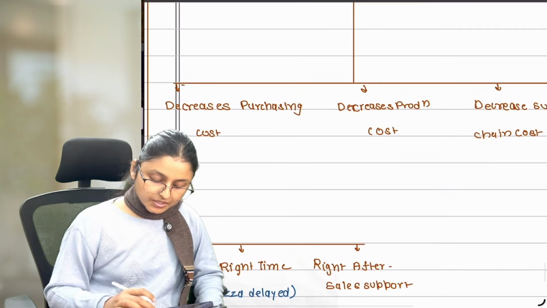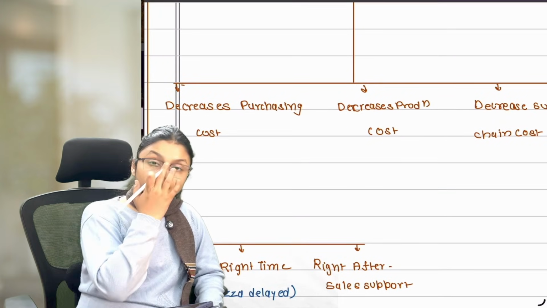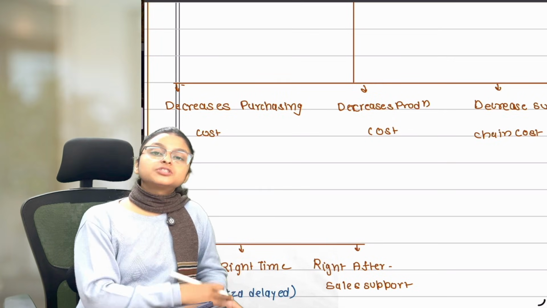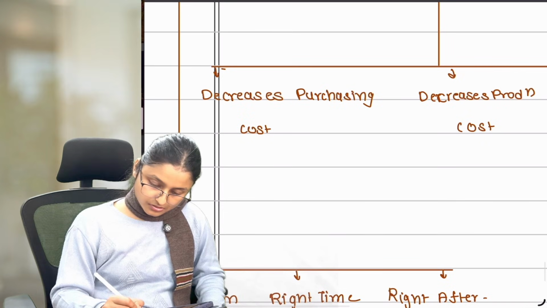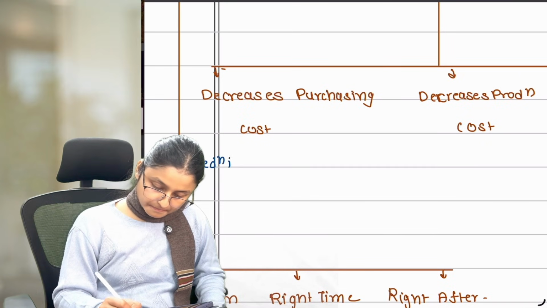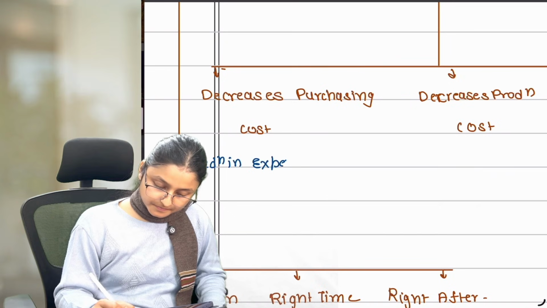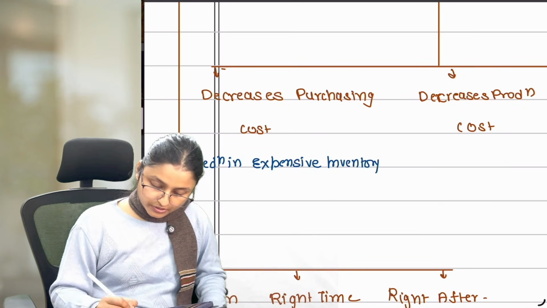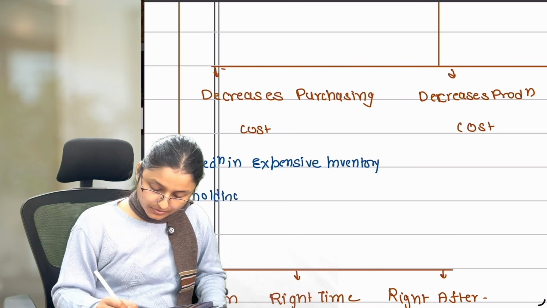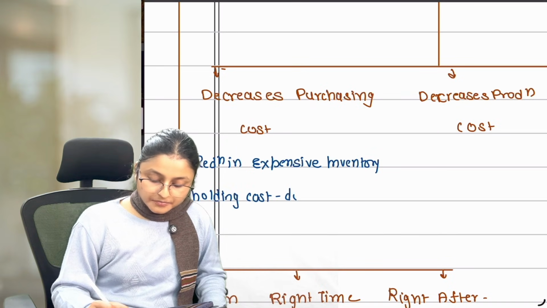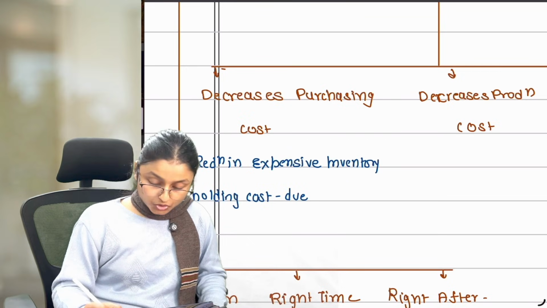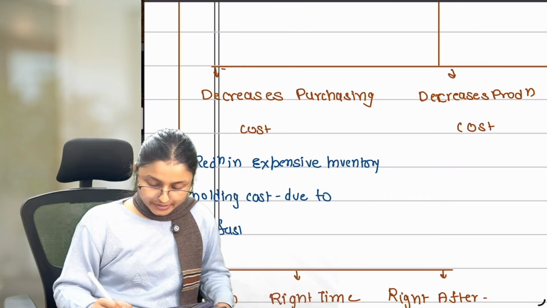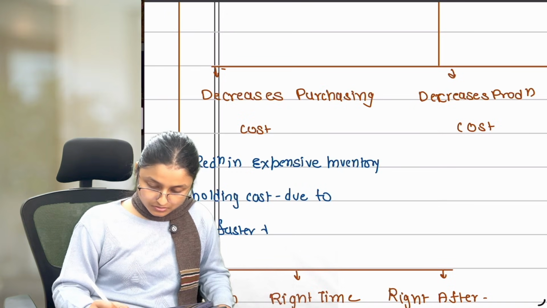Write it down. Purchasing cost is reduced how? As you are holding less inventory or less expensive items in your inventory. Reduction in expensive inventory holding cost due to faster delivery. As the product will be delivered from supplier to you earlier, you need not hold a lot of inventory, and hence you will save your inventory cost.